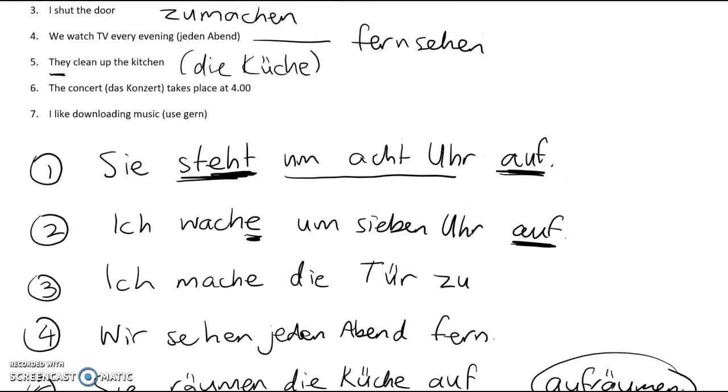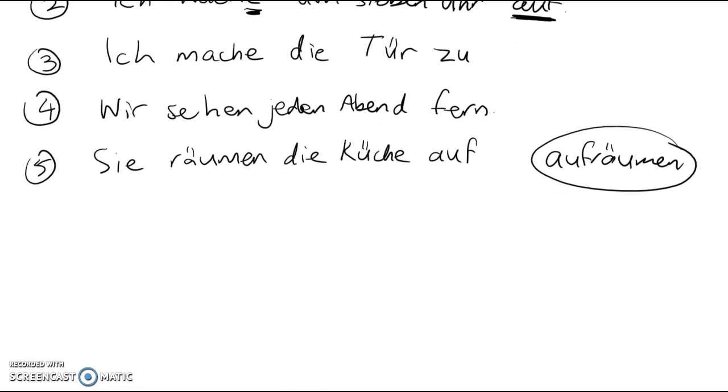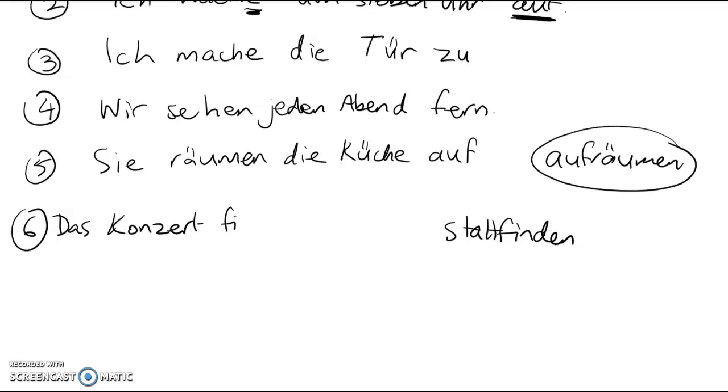The concert takes place at 4 o'clock. So the verb for to take place is stattfinden. So it's das Konzert findet. What time did I say? I think I said at 4 o'clock. 4 Uhr statt. So look, again, we've got the chopped off prefix at the end of the sentence.